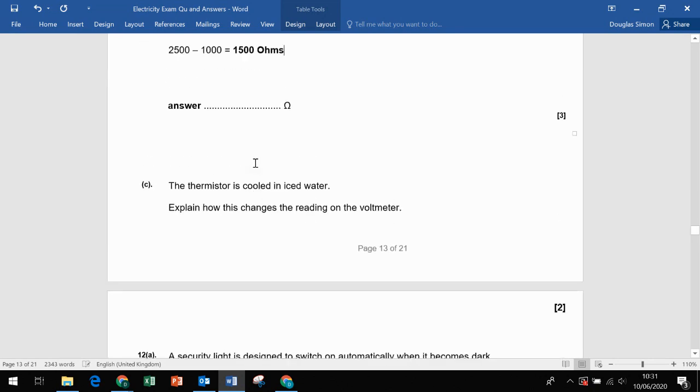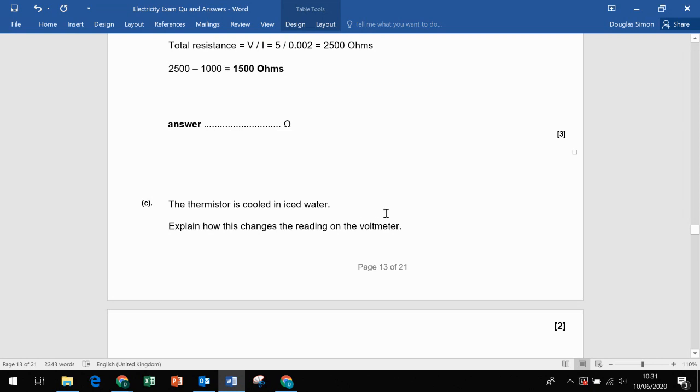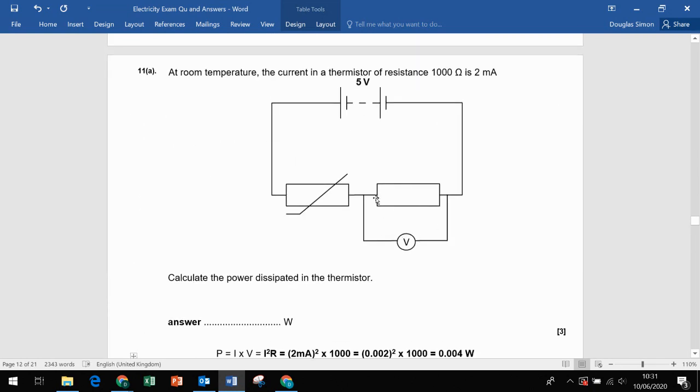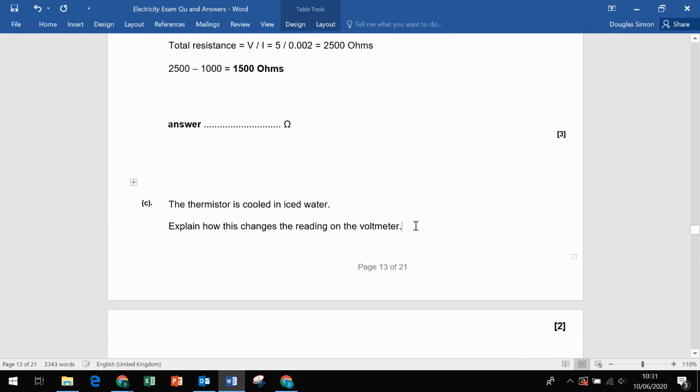All right, part C. The thermistor is cooled in ice water. Explain how this changes the reading on the voltmeter. Let's just quickly check where the voltmeter is. Right, the voltmeter is not across the thermistor because they're trying to trick you here. So what happens?